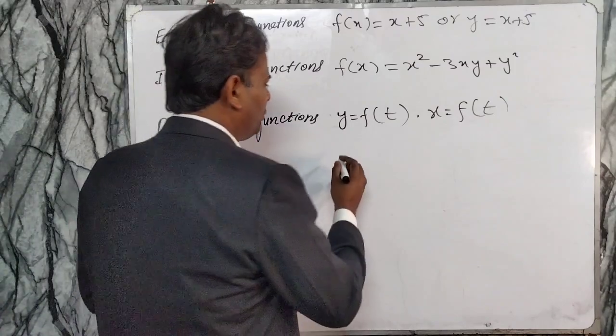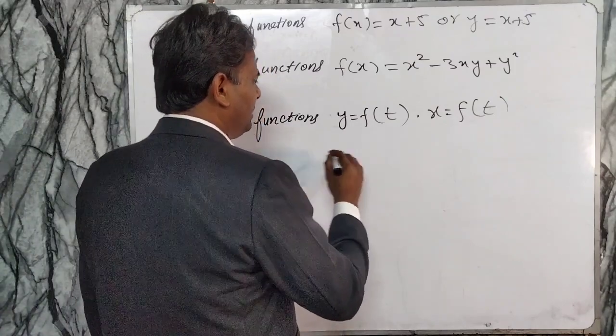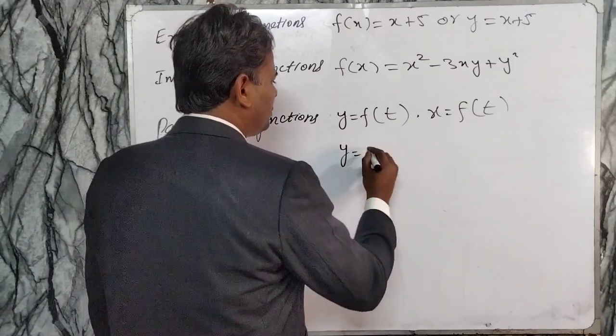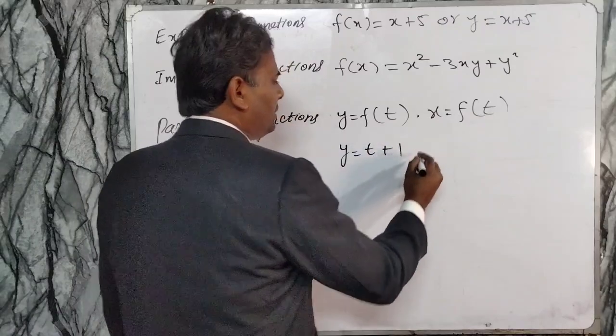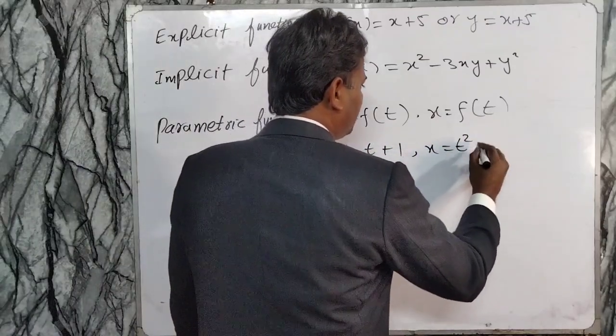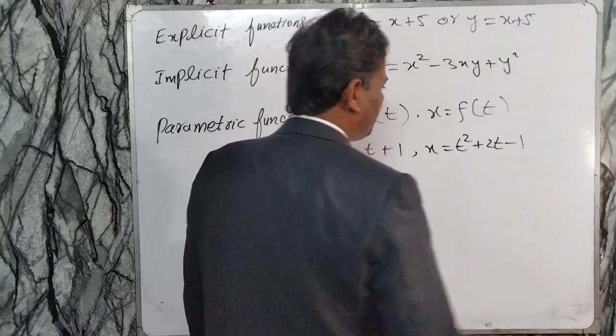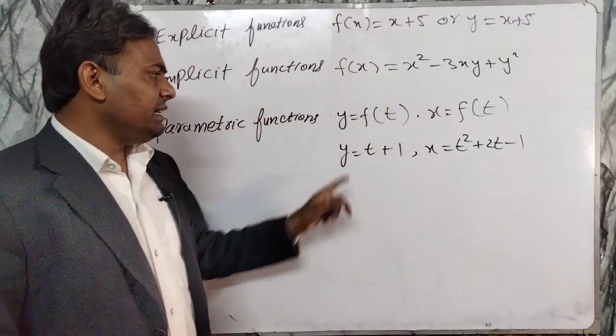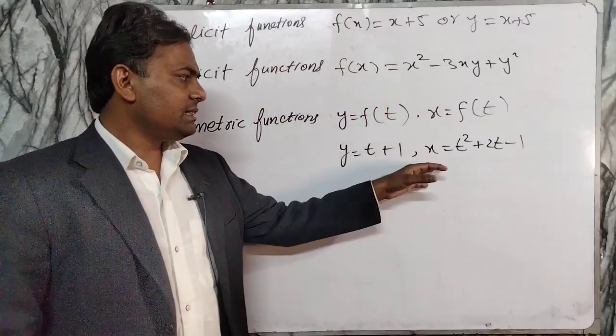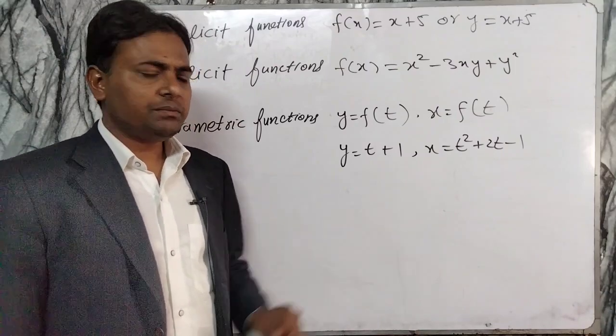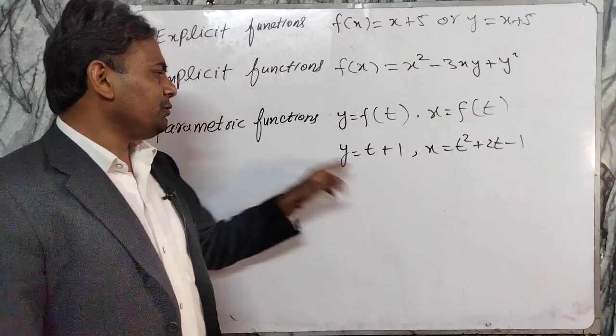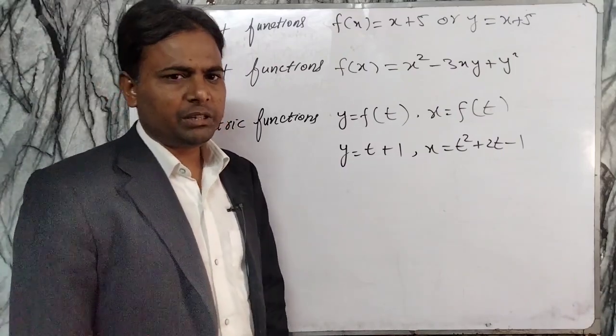I give you one more example of this function. Let's suppose y equals t plus 1 and x equals t square plus 2t minus 1. y is depending on t and x is also depending on t. In this case, these two functions are said to be parametric functions.